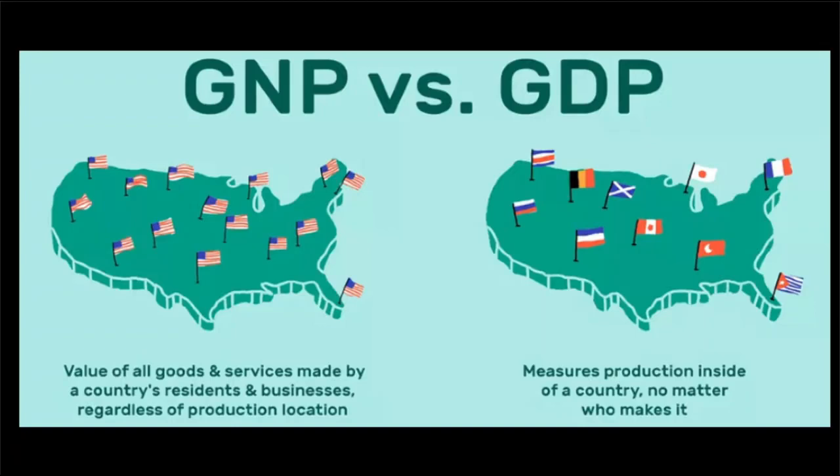So, GDP means gross domestic product. It is the total market value of all the finished goods and services produced by both citizens and non-citizens during a certain time period. Whereas GNP means gross national product. It is the total value of all the finished goods and services produced by citizens of a country in a given financial year.